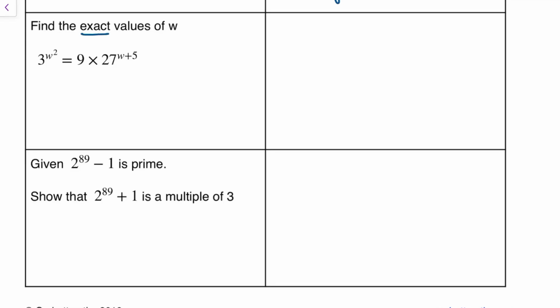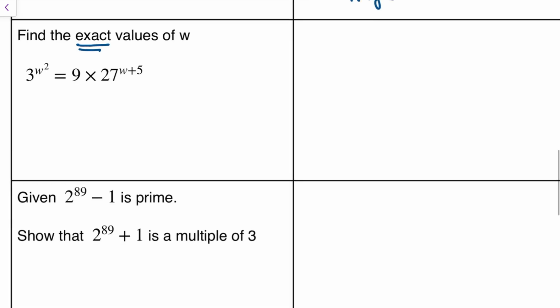All right, find the exact values of w. Now the fact it said exact values suggests to me that we're going to get some slightly complicated quadratic here, so let's see what happens. I'm going to zoom in a little bit so I can see it better. Let's fix these so they're all powers of 3. So I've got 3 to the w squared equals 3 squared, which is 9, times 3 cubed. Multiply this by 3, so 3w plus 15.